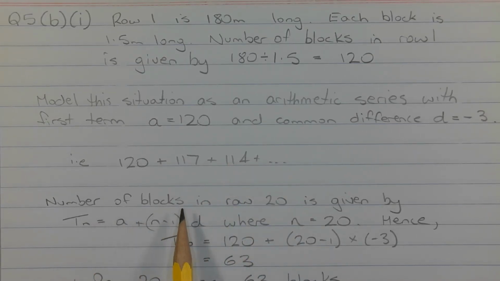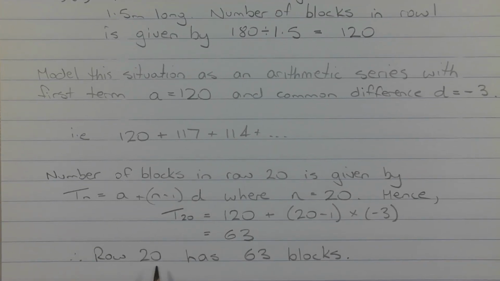Now the number of blocks needed in row 20 is given by Tn, the nth term, equals A plus (n minus 1) times D, where n is equal to 20. Hence, T20 equals 120 plus (20 minus 1) times -3, which equals 63. Therefore, row 20 has 63 blocks.